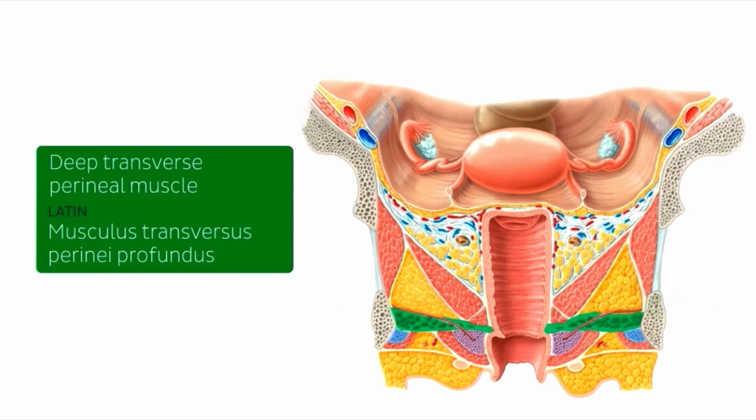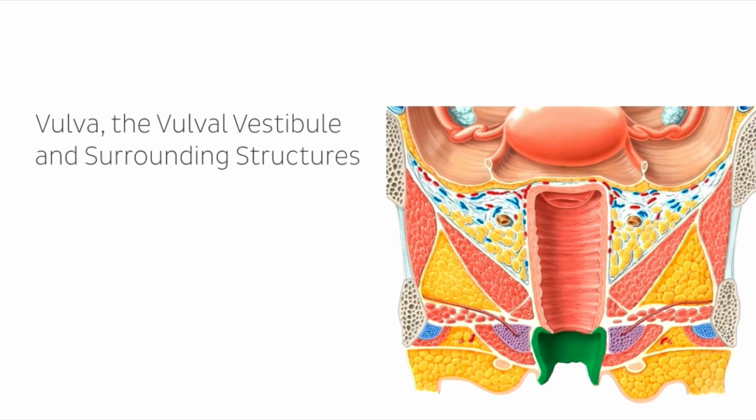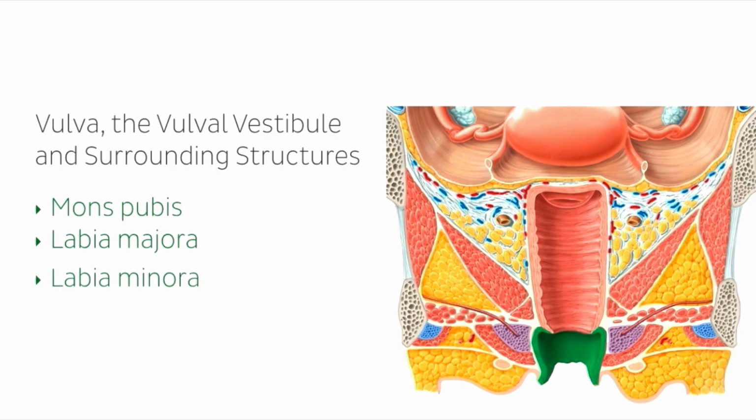And now we're going to have a little bit of a chat about the vulva. The vulva includes all the external female genital organs, namely the mons pubis, which is a mass of subcutaneous adipose tissue anterior to the pubic symphysis, the labia majora, or the outer lips of the vagina, the labia minora, or the inner lips of the vagina, and the clitoris.